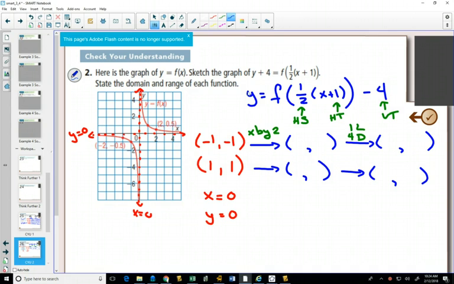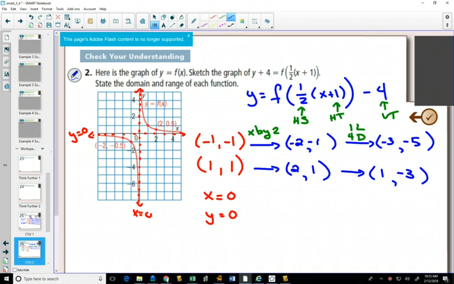So we've set things up so we can do our stretches first and then our translations second. So I'm going to multiply my x values by 2. Then I'm going to move things 1 to the left and 4 down. We now know where those points will end up.